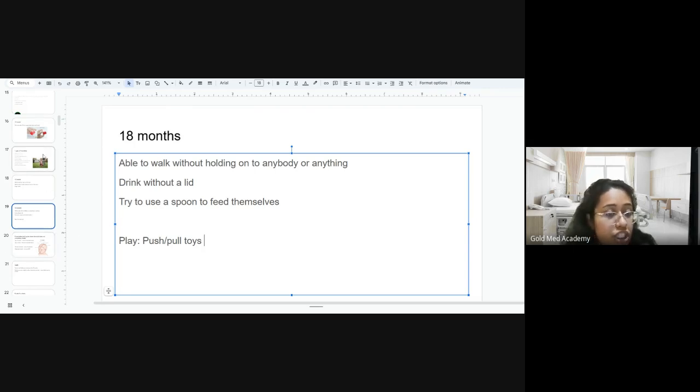So really, just a brief overview here, at 12 months, remember, the basic minimum requirement is that they are able to get up and start taking a couple of steps by 12 months, and that they are able to transfer objects between their hands in terms of fine motor. And by 18 months, honestly, they should be walking without holding on to anybody or anything. Drinking without a lid, and trying to use a spoon to feed themselves. Again, by 18 months, we want to see them walking by themselves.